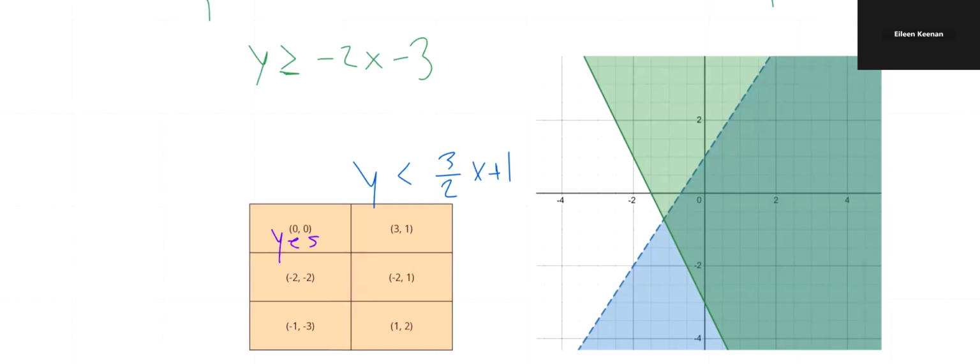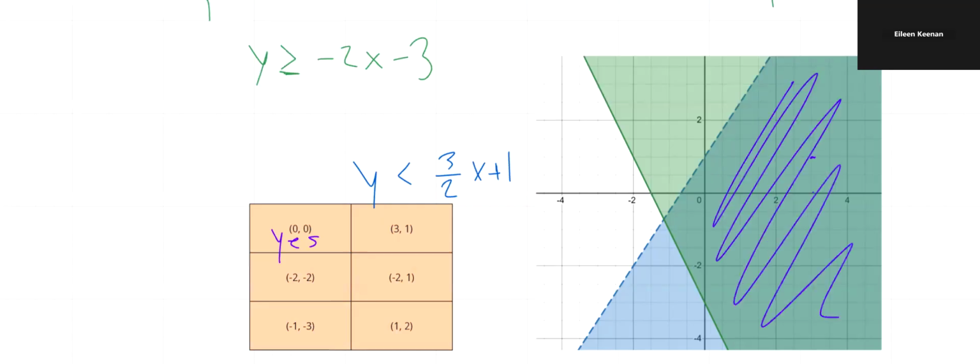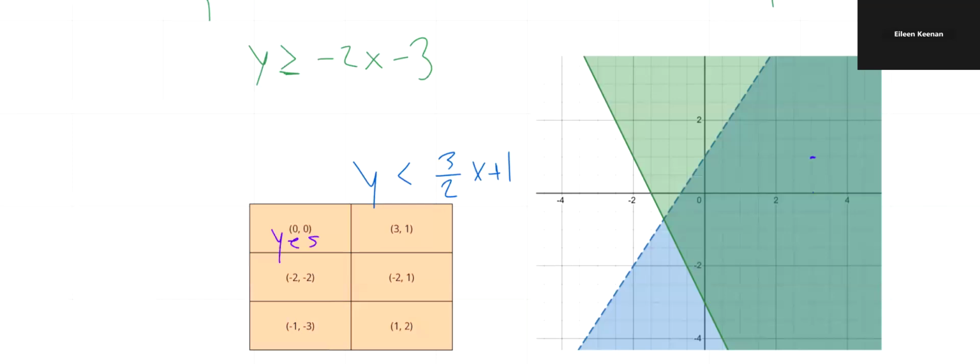What about the point 3, 1? So I'm going to go over 1, 2, 3, up 1, right there. That looks like it's within that shaded region, right? Because again, this whole thing is that region. That's within there. So this will also be, yes, one of our solutions.